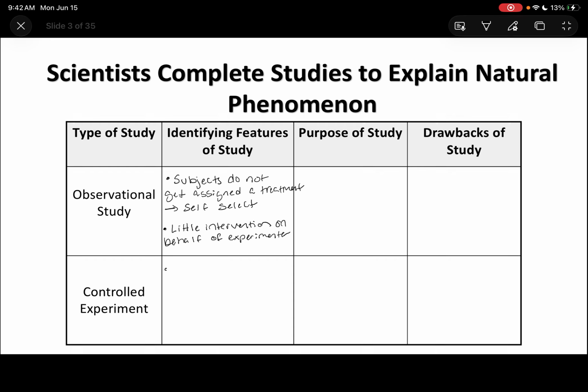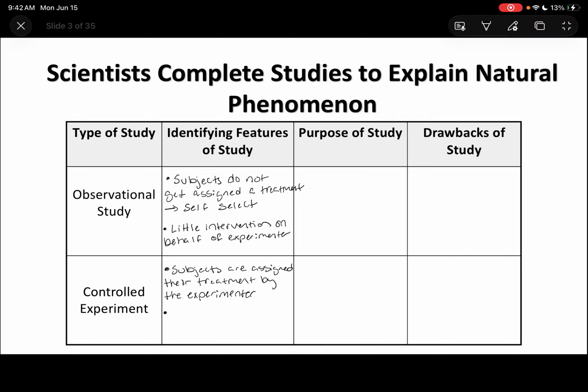So kind of to provide some contrast here, in a controlled experiment, the subjects are assigned their treatment by the researcher or by the experimenter. So they are told within the confines of this experiment, you're going to be receiving this treatment and we're going to observe something from you as a result. And then there's going to be a lot of other additional intervention besides just which treatment you're assigned.